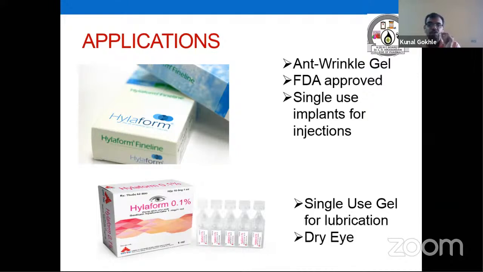And therefore, the original products were containing HPMC and HPC kind of polymers for lubrication. But recently, this HPMC based polymer is replaced with this hyaluronic acid polymer, where the modification in hyaluronic acid has been carried out to increase the lubricating capacity. And now this product is very well known in the market for treating the dry eye syndrome.